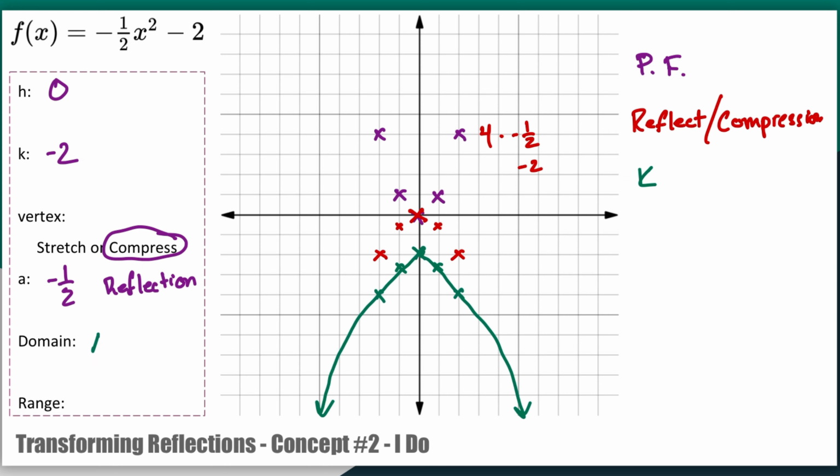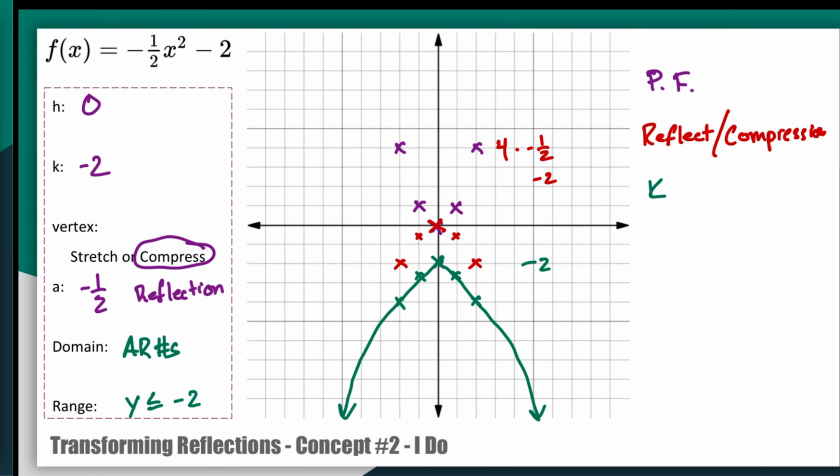Now our domain, you guessed it, all real numbers. And then our range now is going to be much different. It's no longer greater than or equal to because we're going down now. Our highest value is -2. So y is less than or equal to -2. Okay.